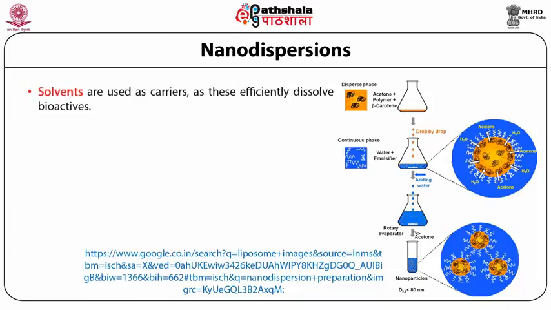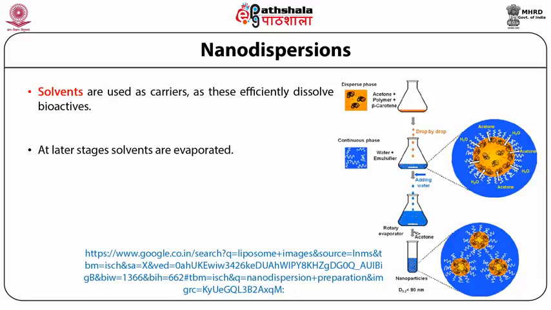Solvents are used to dissolve the hydrophobic bioactives. In this example, we can see the use of acetone plus a polymer plus beta-carotene, which is the bioactive being encapsulated. This is mixed drop by drop into an aqueous phase which contains water and an emulsifier. And much like what we understood in the lipids, here we have the bioactive within a solvent. After this mixture is prepared, the solvent is evaporated and the nanoparticles are generated.